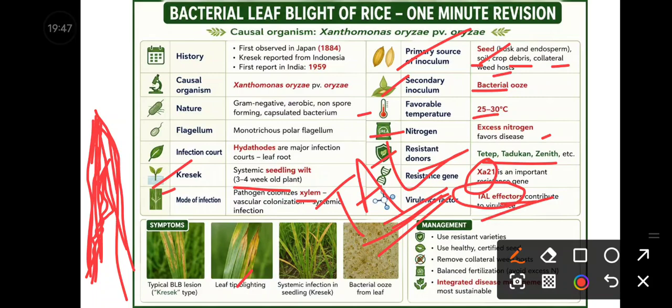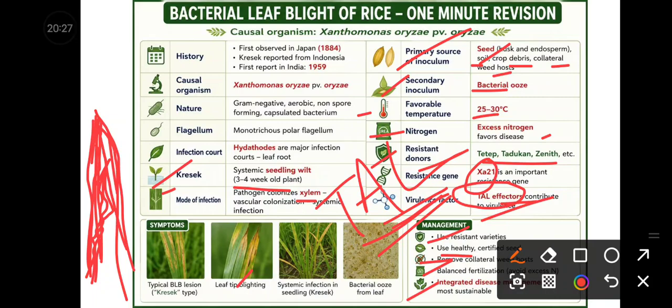Then about the management, the best management practice is obviously the use of resistant varieties, then use of healthy seeds. For chemical control we can use bactericides like agromycin, tetracycline, and other antibiotics. Okay, then removal of collateral hosts, and balanced use of fertilizer because excess nitrogen may favor the disease. Then ultimately integrated disease management for sustainable management. Okay, so this is about the bacterial leaf blight of rice.